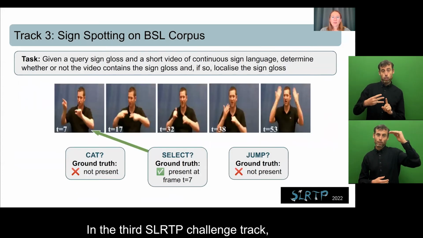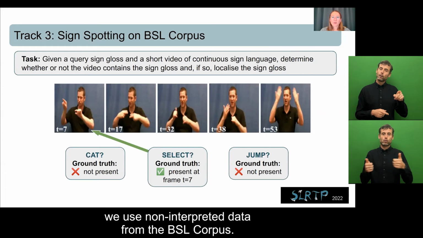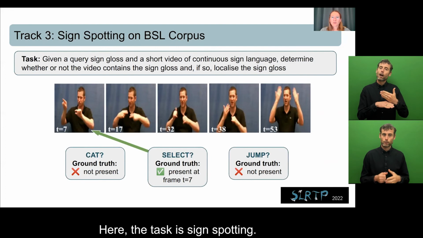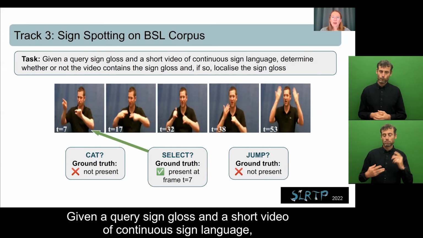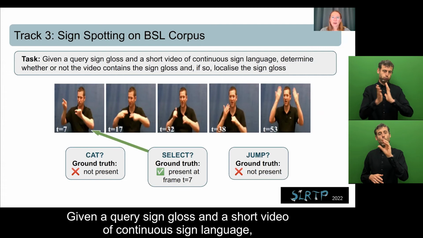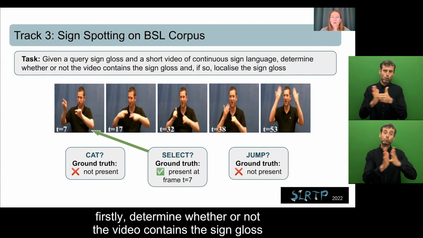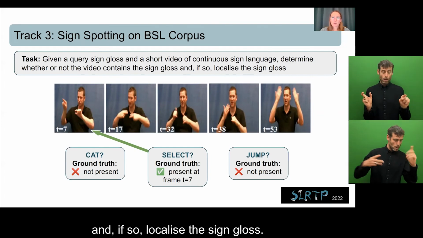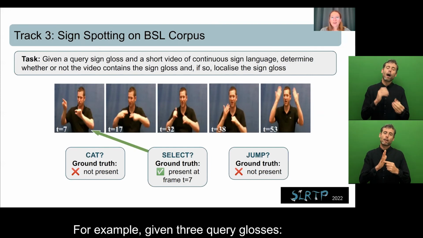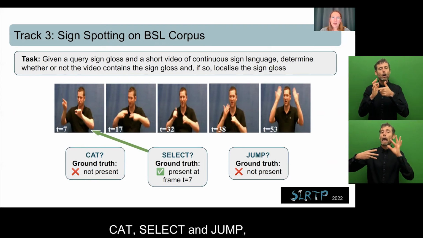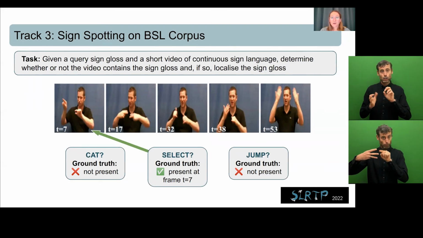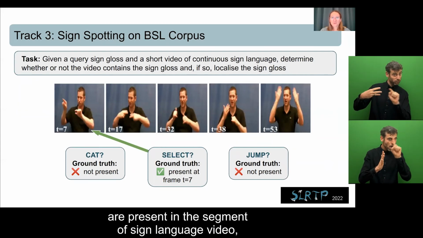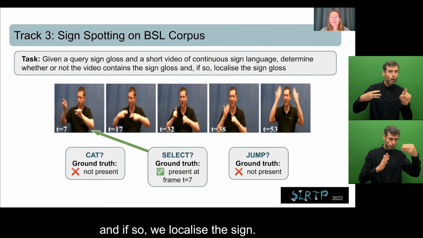In the third SLRTP challenge track, we use non-interpreted data from the BSL corpus. Here, the task is sign spotting. Given a query sign gloss and a short video of continuous sign language, firstly determine whether or not the video contains the sign gloss, and if so, localize the sign gloss. For example, given 3 query glosses, cat, select, and jump, we decide whether or not these query glosses are present in the segment of sign language video, and if so, we localize the sign.